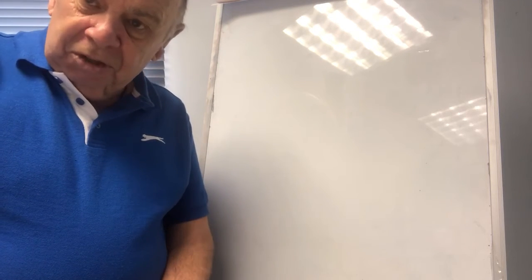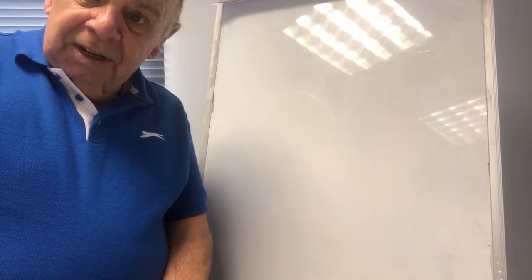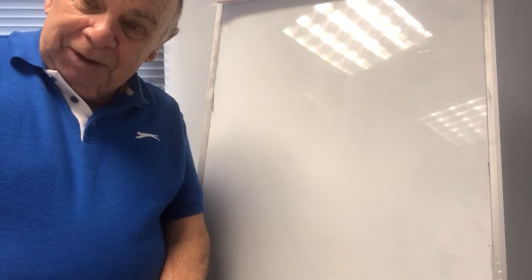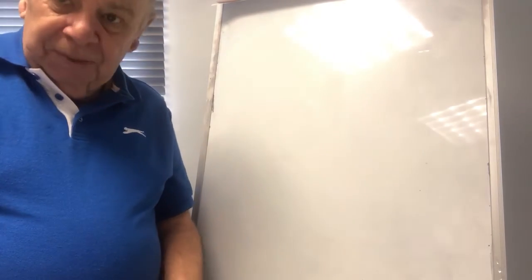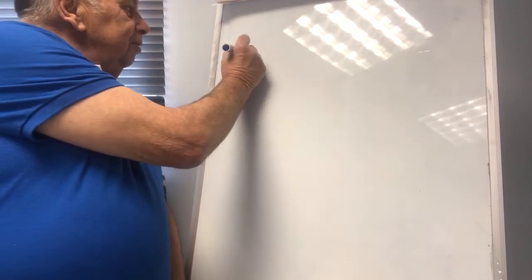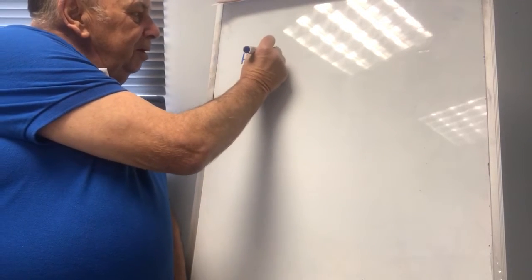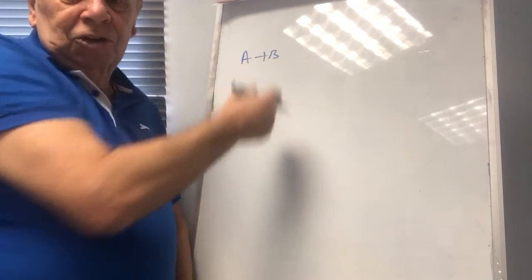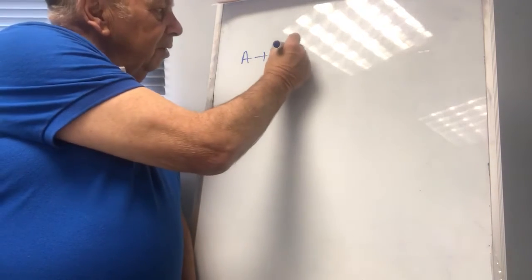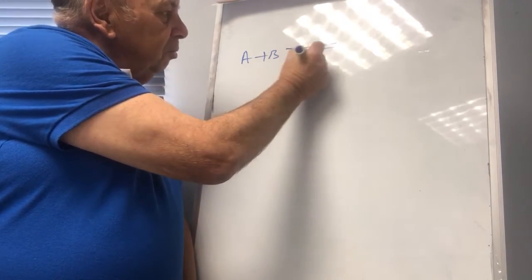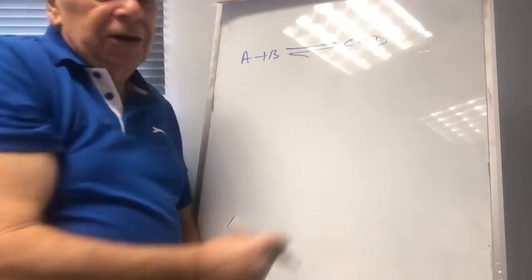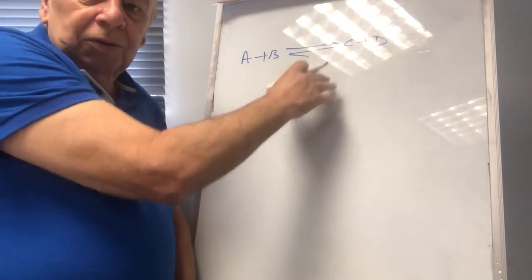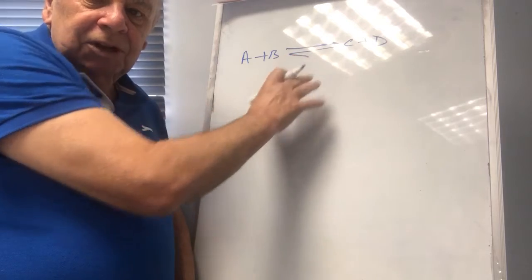What is a reversible reaction? An example is a reaction in which the reactants A and B, or that could just be A or B, give me C plus D. That's the sign for a reversible reaction: reactants give products and products give reactants.